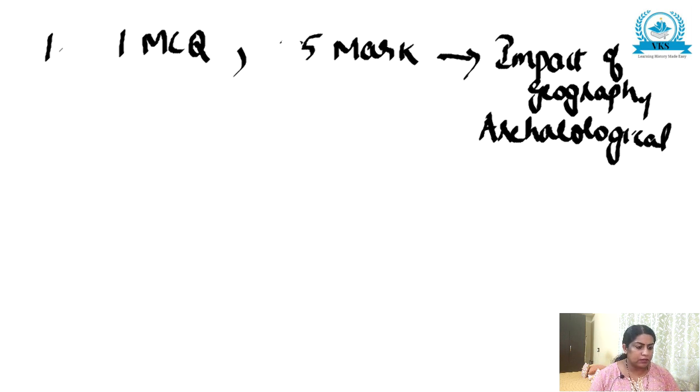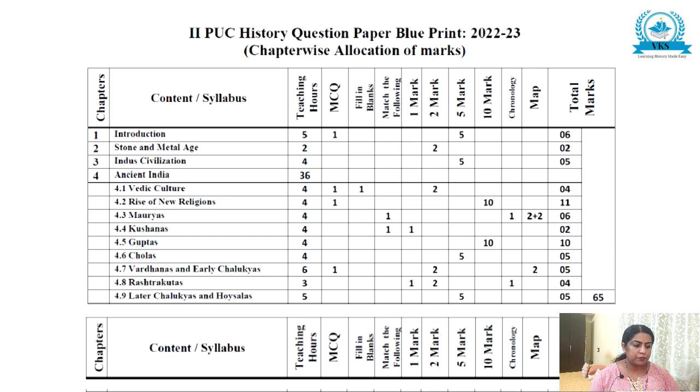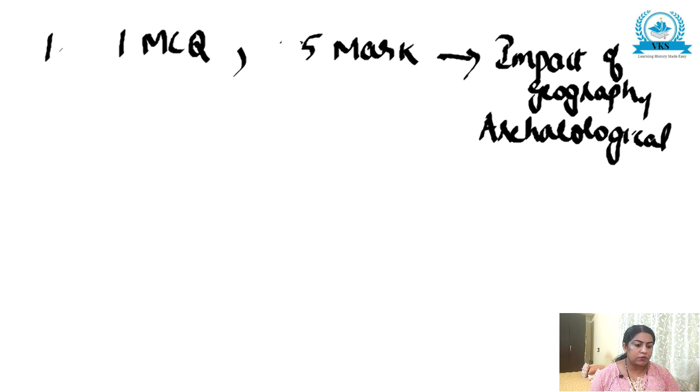Now let us move on to chapter 2. According to the blueprint, chapter 2 is Stone Age and Metal Age. It is a small chapter. From that chapter, according to your blueprint, only 1 two mark question will come. That question will be a 2 mark question.